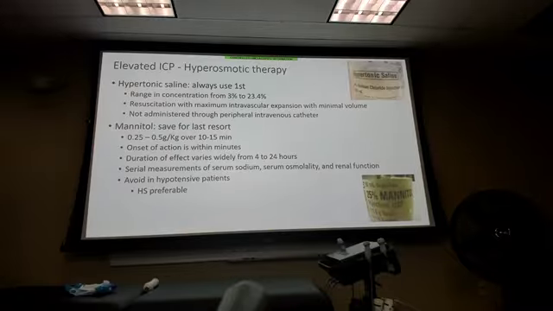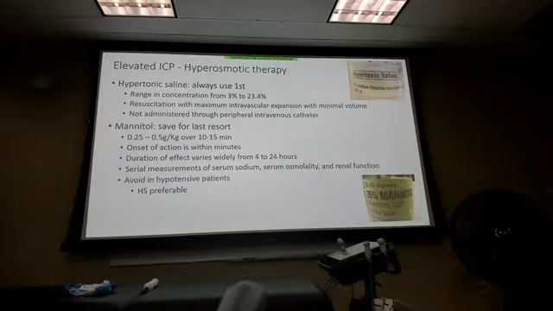So the first thing we do is hypertonic. The most common one is a 3% hypertonic saline, which is just 3% sodium chloride. Okay, so normal sodium chloride is 0.9. Now we're going to 3%. Okay. So normally we'll do like a 250 milliliter bolus of 3% over 10 minutes to try to decrease that ICP.